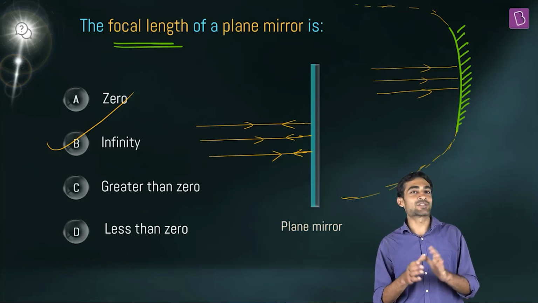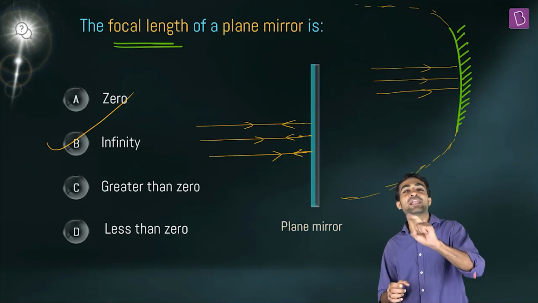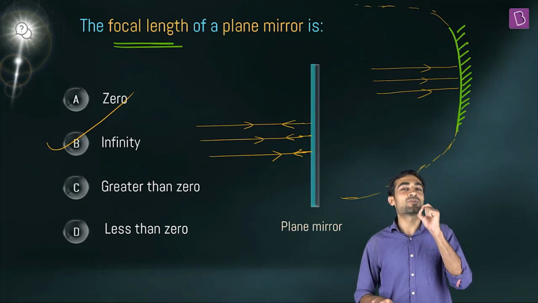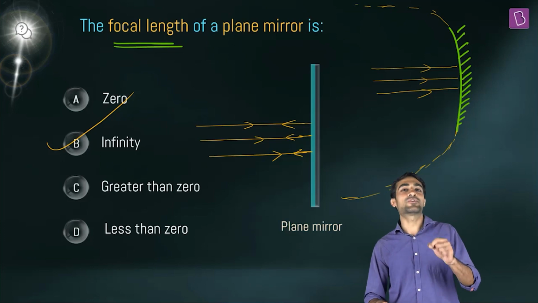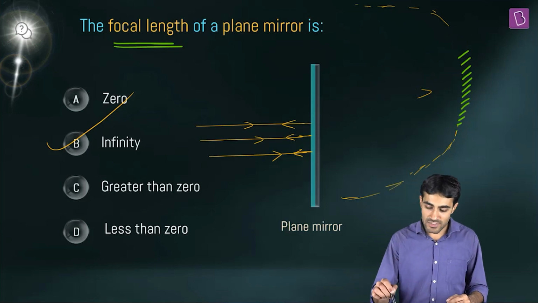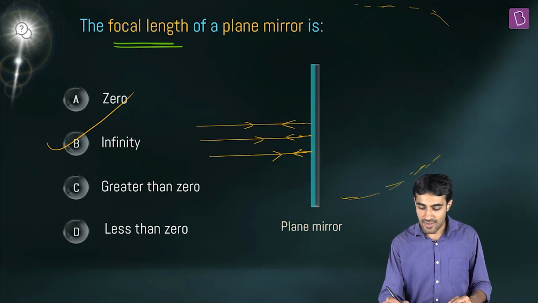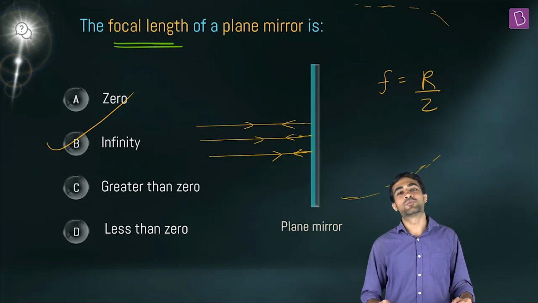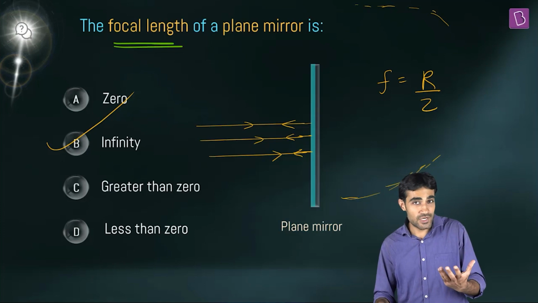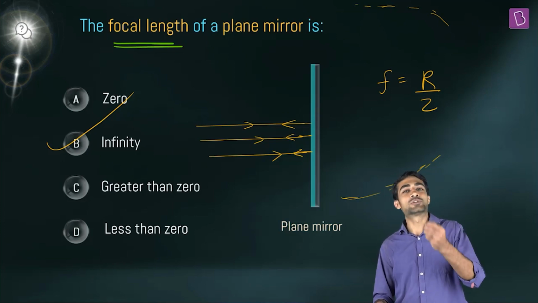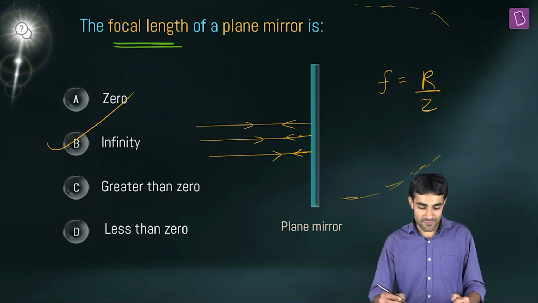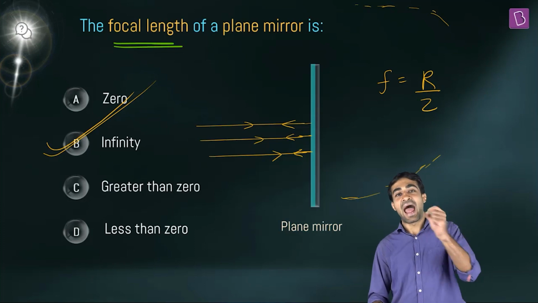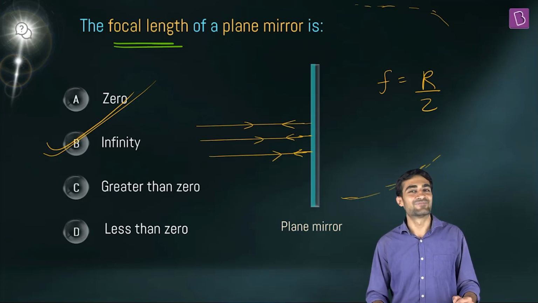Now, we can imagine the plane mirror. So, what is the radius of curvature of the plane mirror? Infinity. And there is a relation between the focal length and the radius of curvature. The approximate relation is like this: focal length is equal to radius of curvature divided by 2. So if the radius of curvature is infinity, focal length will also be infinity. So for this question, we can mark option B, infinity, as the right answer.